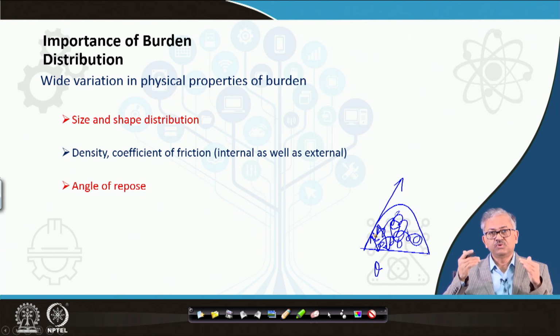For example, coke will have a small angle of repose, whereas iron ore with fines, basically those with a wide distribution of fines, moist and a little heavy, will try to make a little stiffer angle.